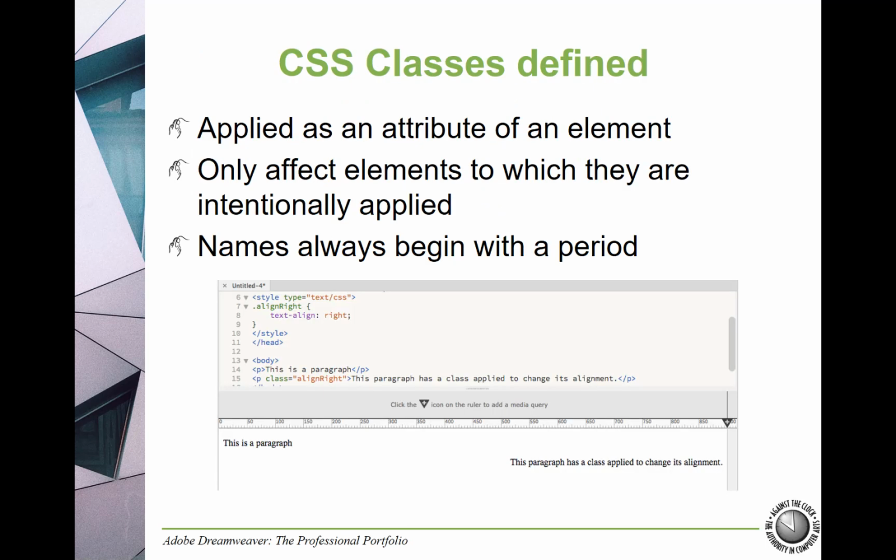So here you have a class defined. And remember, class selectors are probably the most versatile type of CSS. And there are quite a few advantages that are not available using ID or tag selectors.